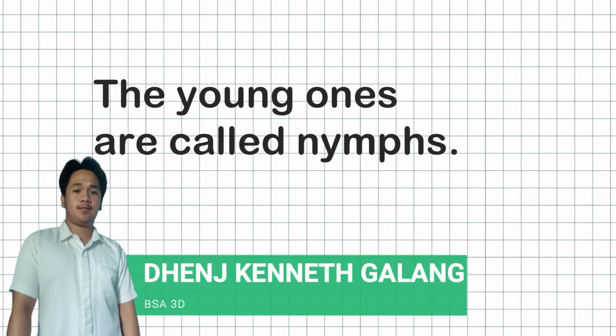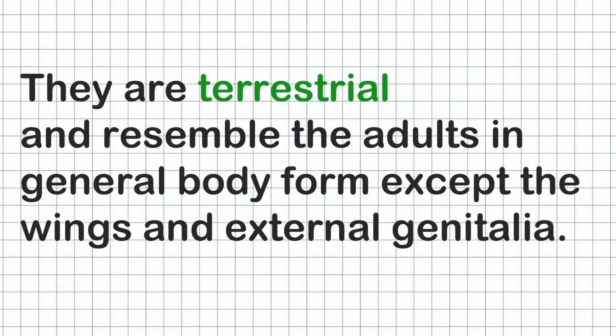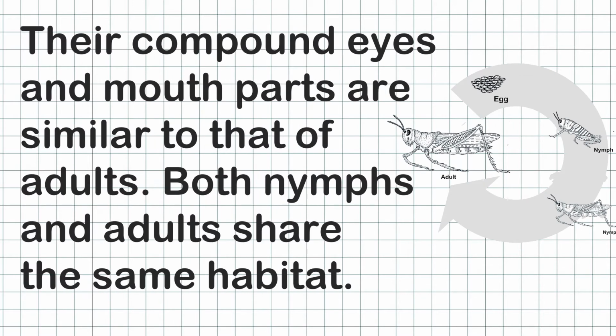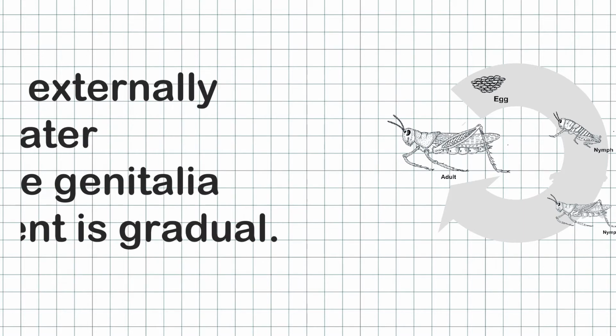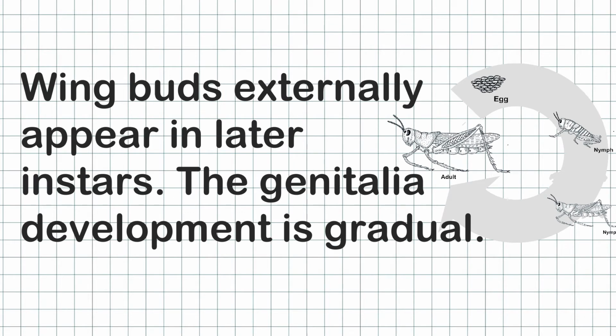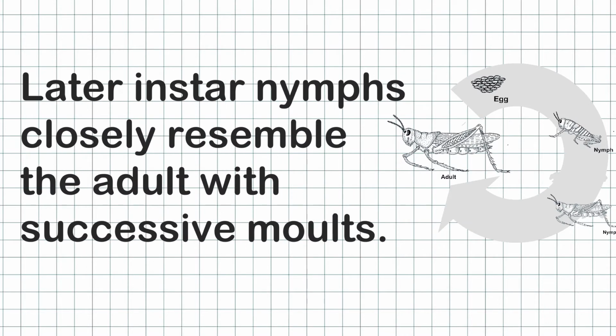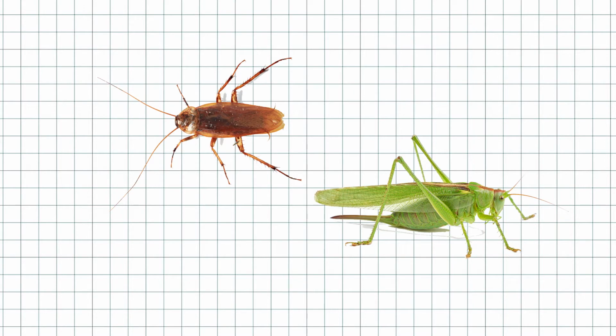Paurometabola. The young ones are called nymphs. They are terrestrial and resemble the adults in general body form except the wings and external genitalia. Their compound eyes and mouth parts are similar to those of adults. Both nymphs and adults share the same habitat. Wing buds externally appear in later instars. The genital development is gradual. Later instar nymphs closely resemble the adult with successive molts. Examples of paurometabolous insects: cockroach, grasshopper, bugs.